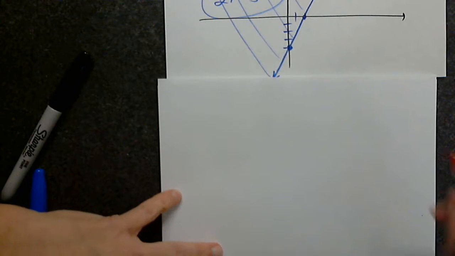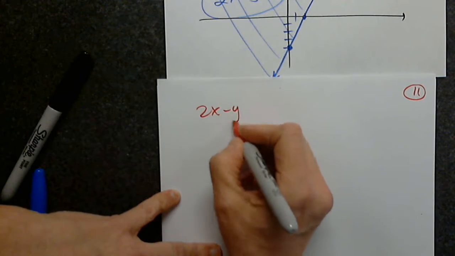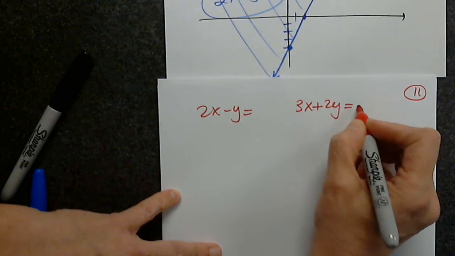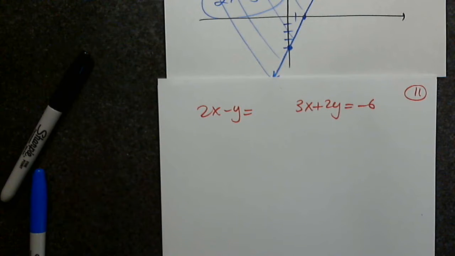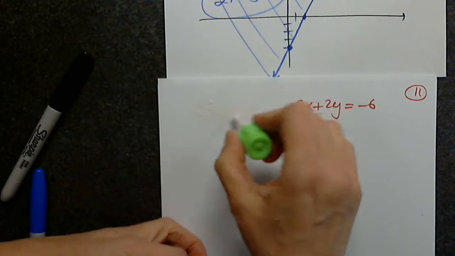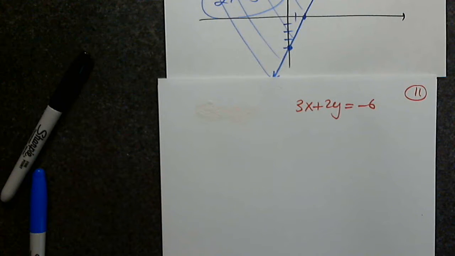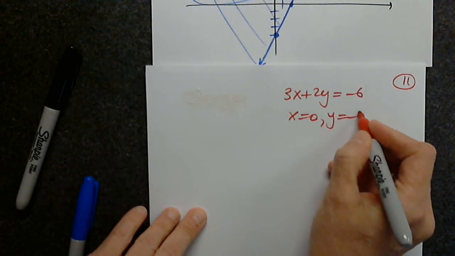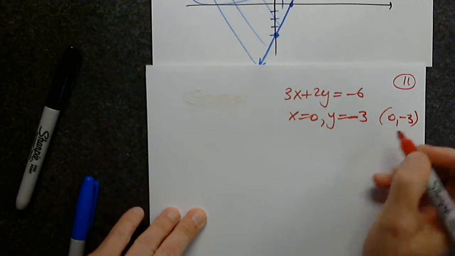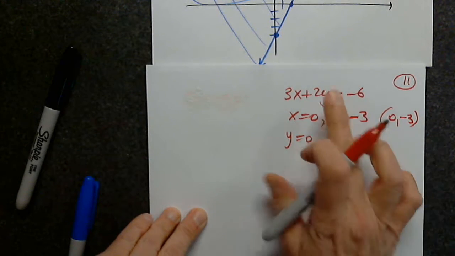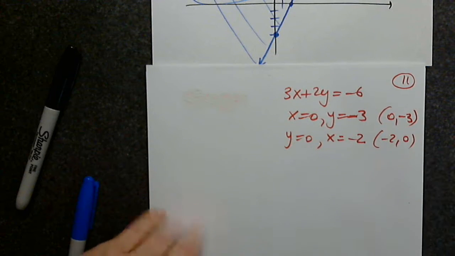2x minus y, I'm sorry, I was copying the same thing, so forgive me. 3x plus 2y equals negative 6. I need two ordered pairs. So yes, when x is 0, how much is y? Very good. X equals 0, y equals negative 3, so 0, negative 3. When y is 0, x is? Yes? That's okay. So then negative 2 comma 0.